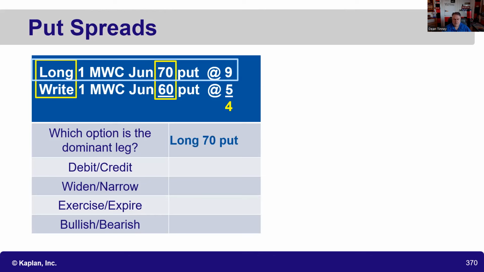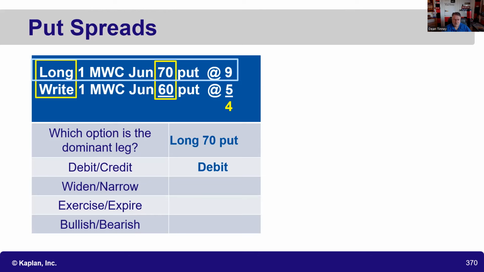The next thing I want to be able to do is determine debit or credit, because if I get that right, I can rock and roll. If it's a debit, I know debit, exercise, widen, I've got my loss. If it's credit, I know credit, expire, narrow, and I've got my gain. So let's see what this is. We're out 9, we brought in 5, so this is a debit spread. We got more money out than in. And then we said it'll always be exercise and widen.